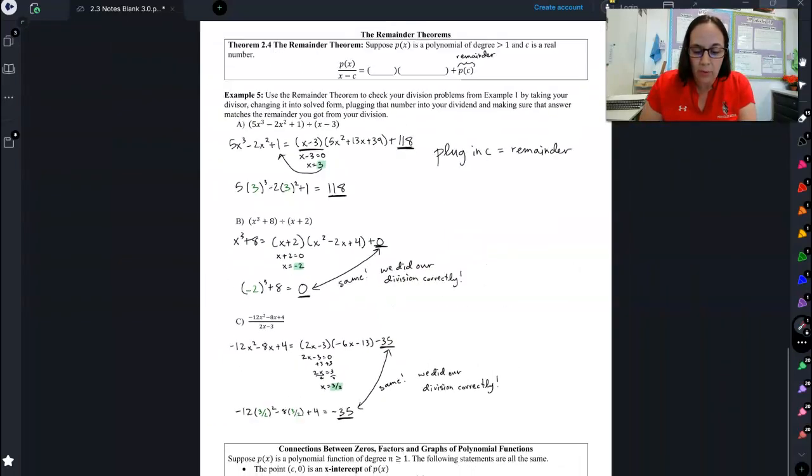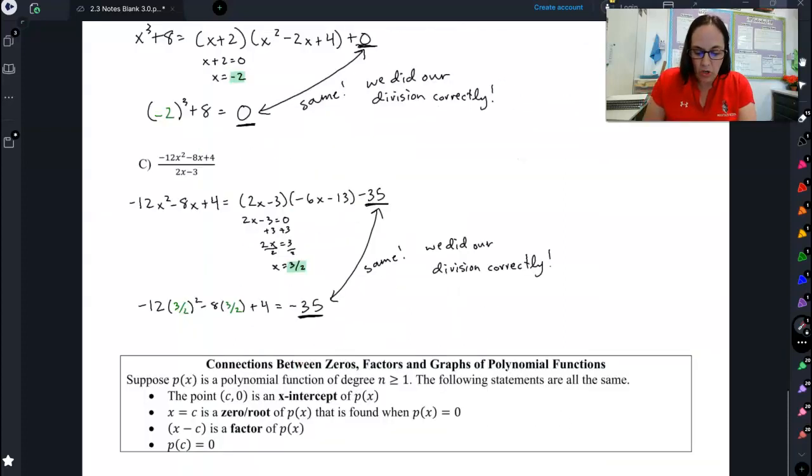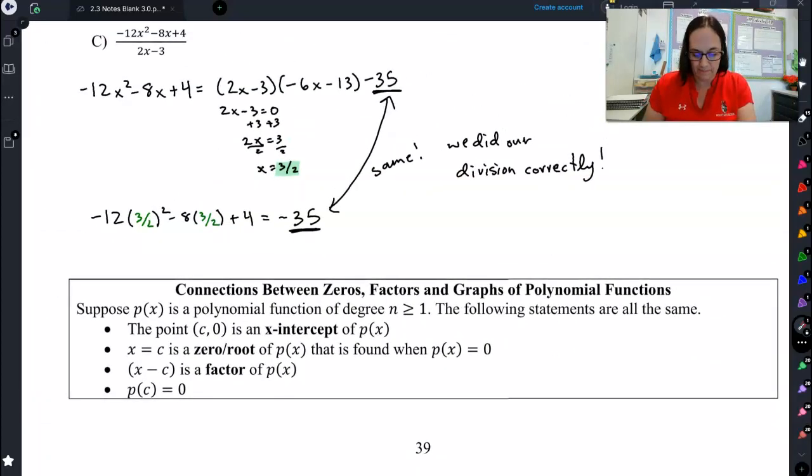So that's called the remainder theorem, and it's just a very quick, fast, easy way to find if you did your division correctly. So a good summary of today's lesson.